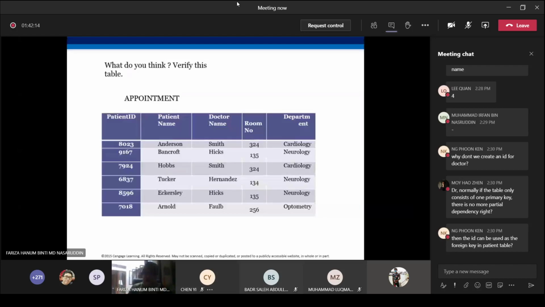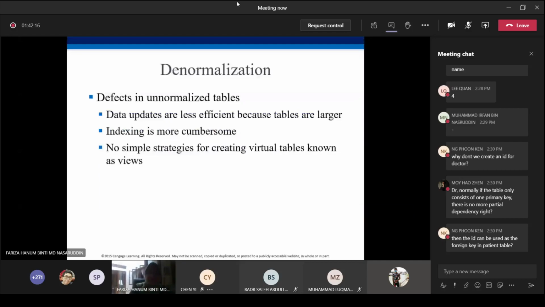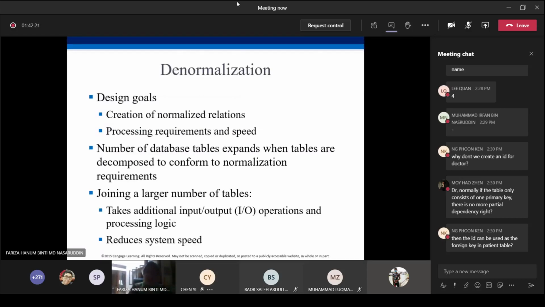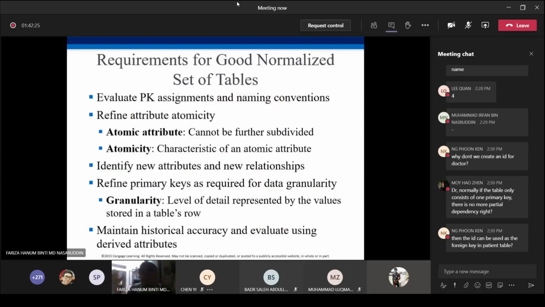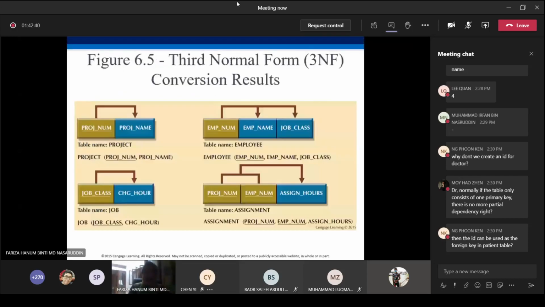Okay, so any other question? I don't want you to be too worried about the definitions, because I myself cannot remember the definitions. But you should be able to implement it. You should be able to at least understand what is partial, what is transitive, what is fully dependent, things like that.